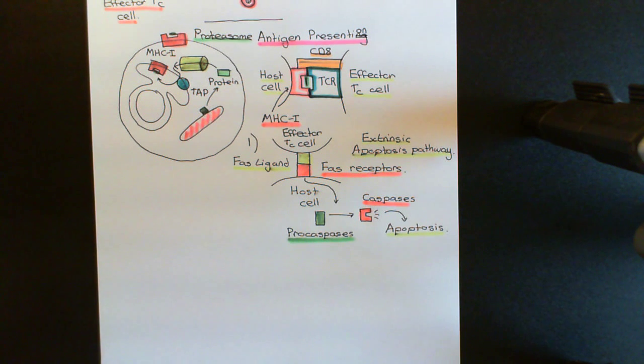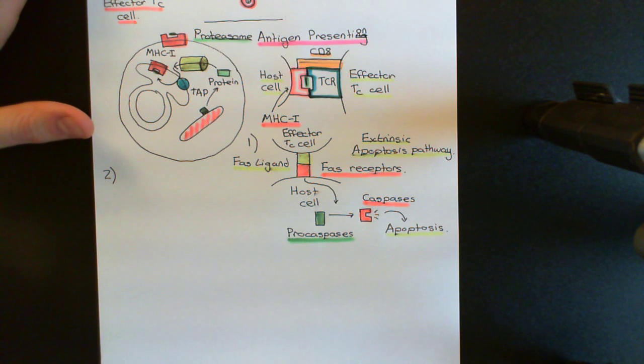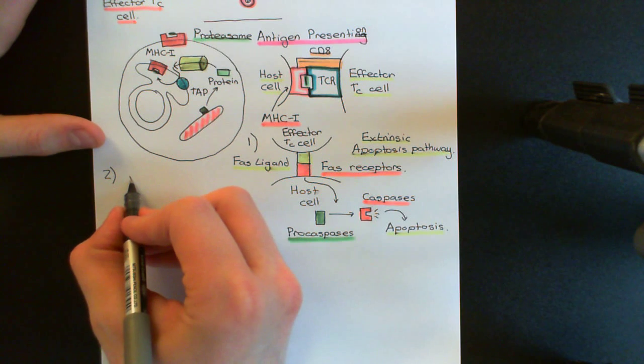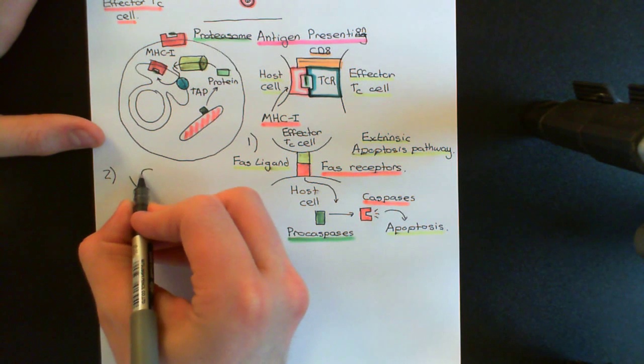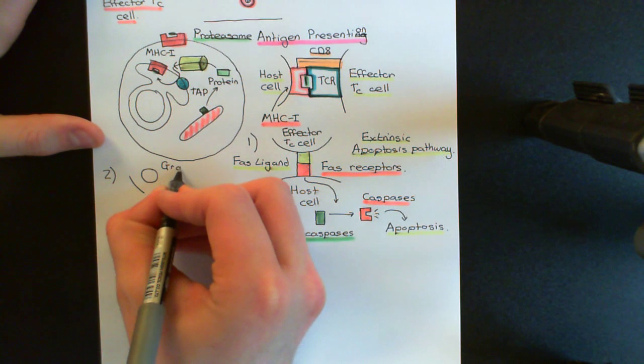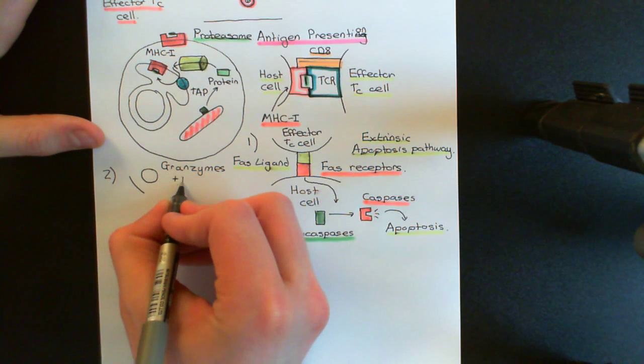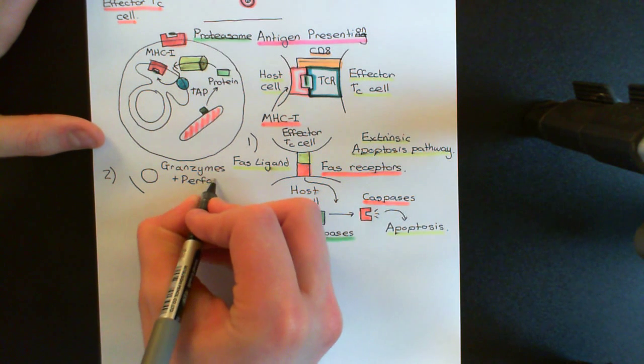So that's one way in which the cytotoxic T cells are going to kill the host cell that they have decided is infected. There is also a second pathway, which I want to add here. They secrete vesicles onto the surface of the host cell that contain granzyme enzymes and also perforin proteins. Inside the effector cytotoxic T cells, you have these special vesicles which contain loads of granzyme molecules, and they'll also contain proteins known as perforins.